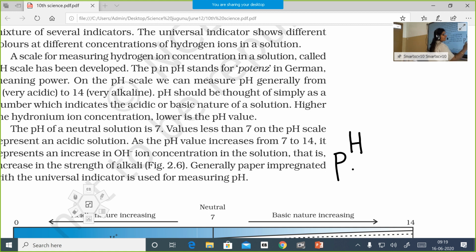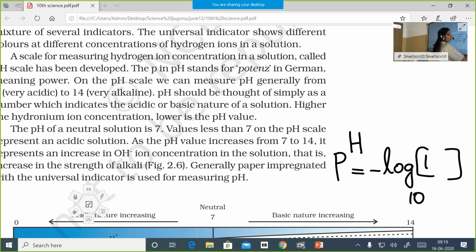So this is the equation. pH is minus log to the base 10 of H plus ion concentration. So pH is a value which is dependent upon the amount of H plus ions produced when a particular solution is dissolved in water. From this equation it's very clear. You are having a negative sign here.